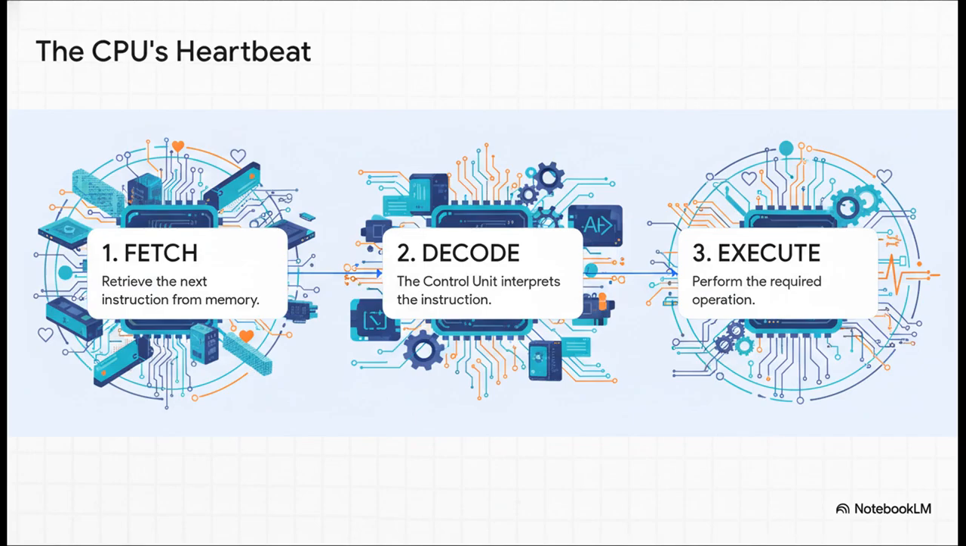First, the CPU fetches the next instruction from memory. Second, the control unit decodes that instruction to figure out what it's being asked to do. And finally, you execute. The ALU or some other part actually performs the operation. This cycle just repeats over and over, billions of times every second.